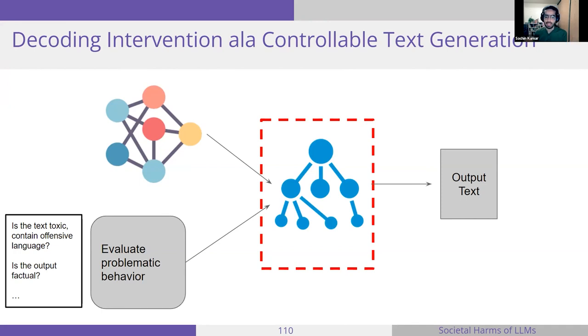Basically, we want additional control over our outputs. And for that reason, the algorithms that I'll discuss in the next couple of slides are referred to as controllable text generation. This is a phrase you could use to search for these kinds of algorithms, and there have been many proposed in the past few years.